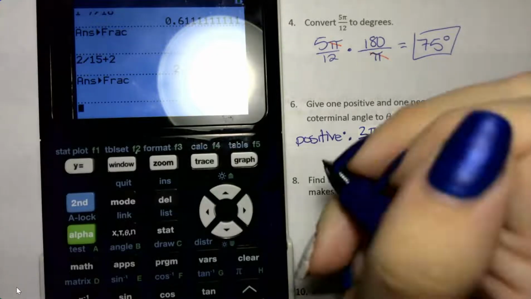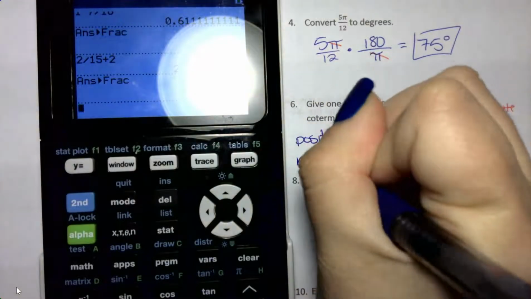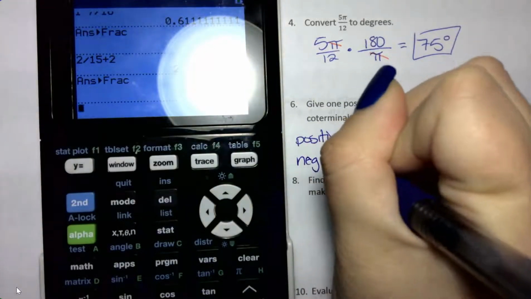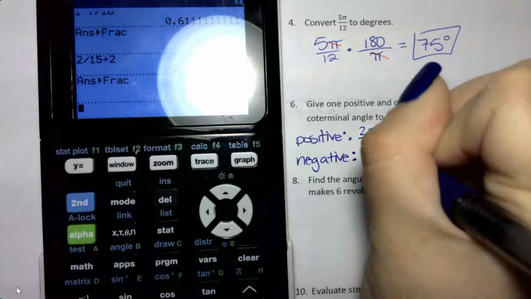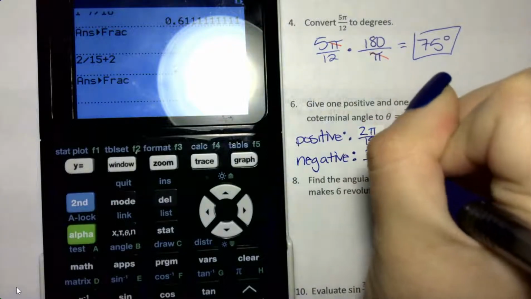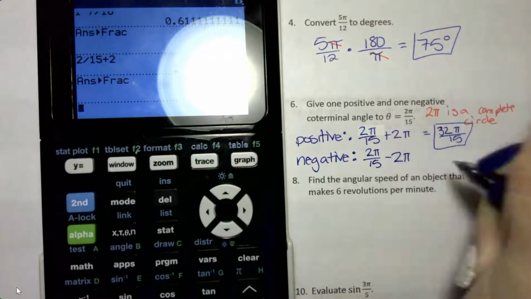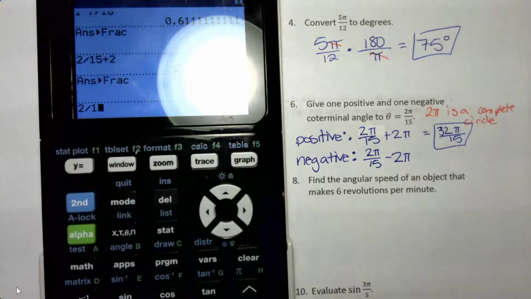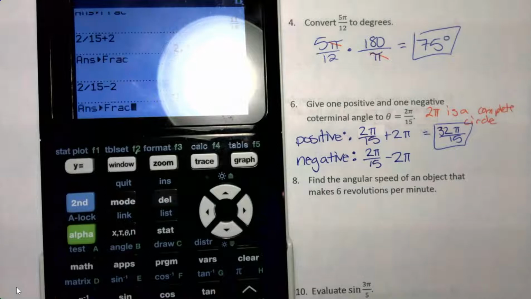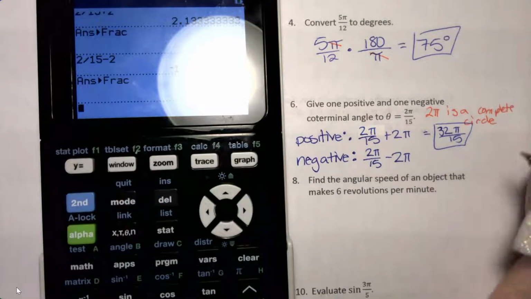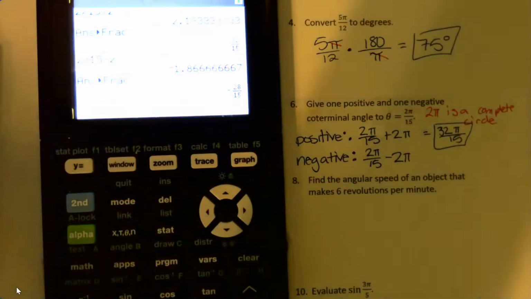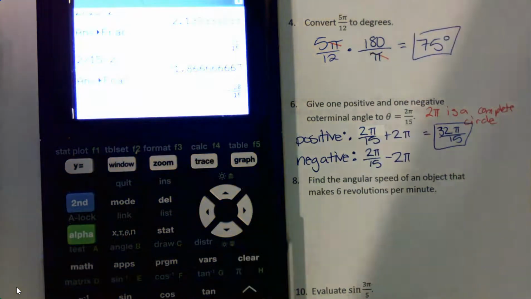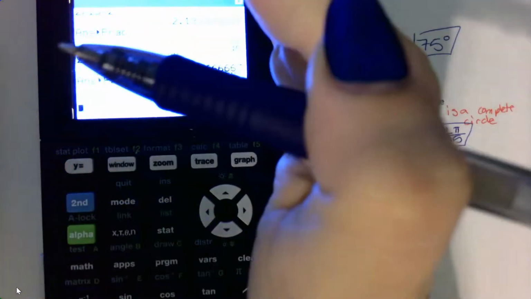For my negative, I can subtract 2 pi from 2 pi 15ths. So on the calculator, I'm going to type in 2 15ths minus 2. Go math, fraction, gives me negative 28 pi 15ths. Ooh, the light. That didn't help it much.